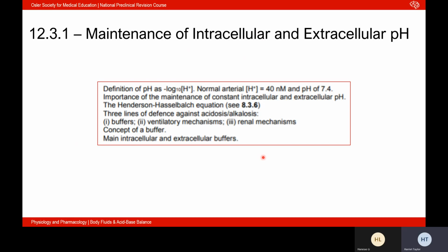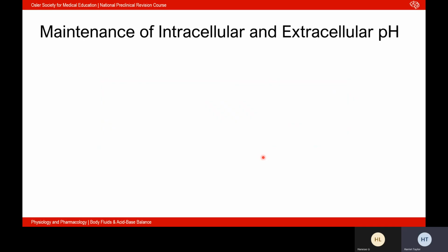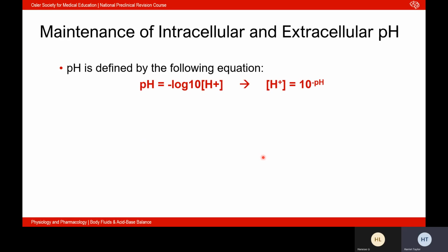pH. This is really important for our body because we need to maintain a really tight range in our cells in order for our proteins to work. I'll go into that in a bit more detail. Our pH is defined by this equation. It looks a bit messy at the moment, but if you break it down, it just means pH is equal to the negative log of 10 of the hydrogen ion concentration. And that can be rearranged to be the hydrogen concentration is equal to 10 to the minus pH.